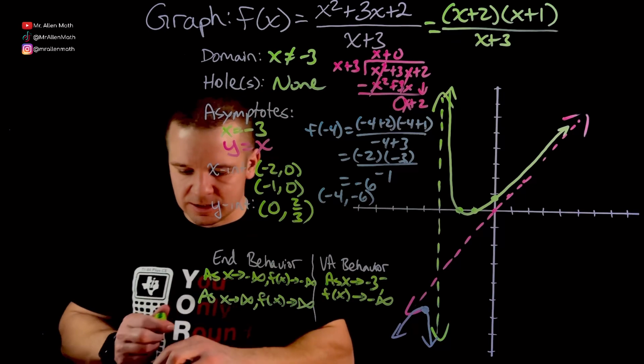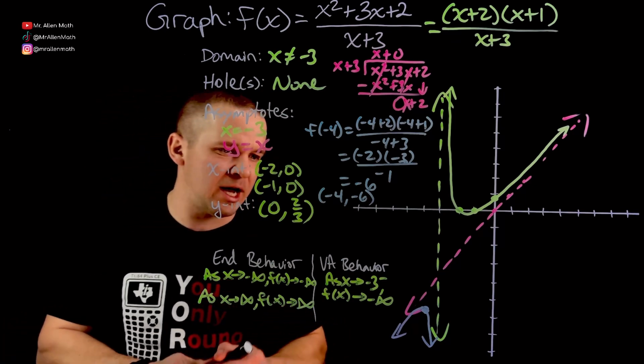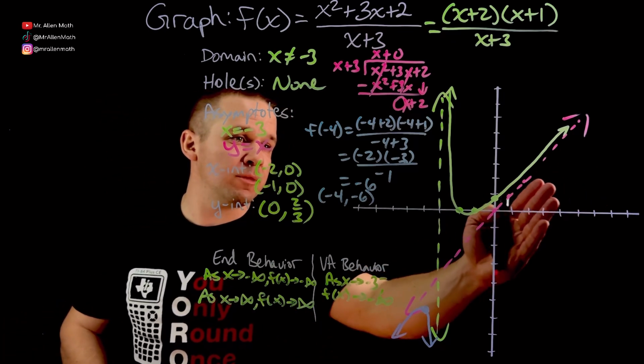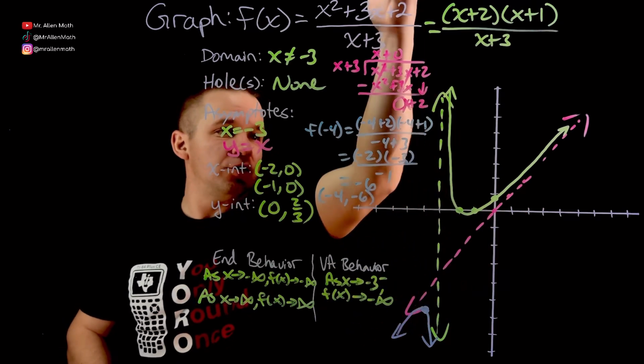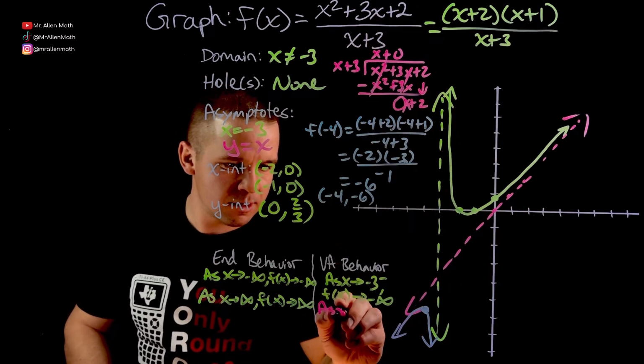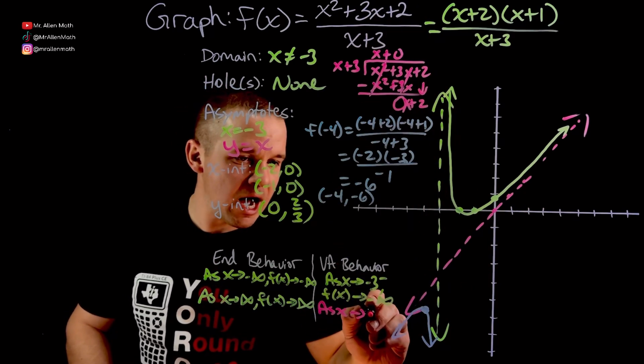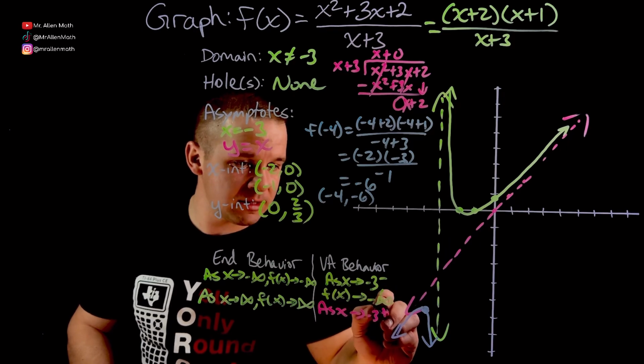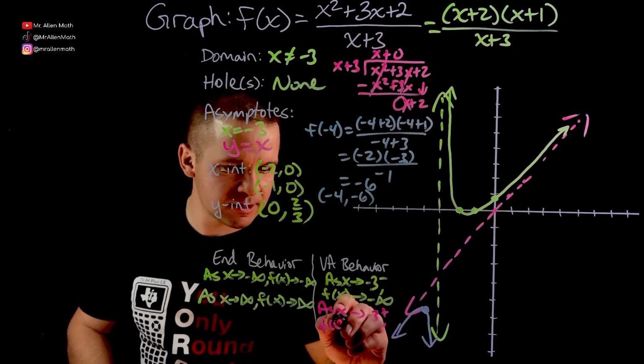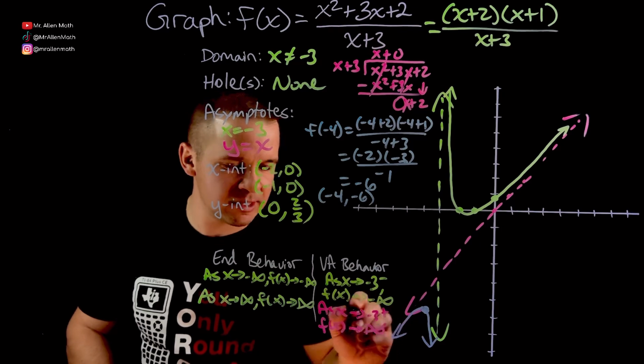And I'll do this one in a different color because they're in multiple lines here. As we approach it from the right-hand side, my graph is shooting up. So as x approaches -3 from the right, f of x approaches +infinity.